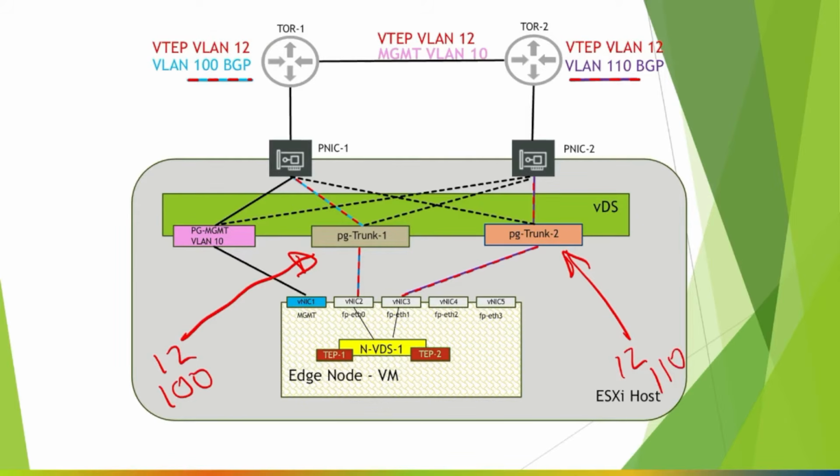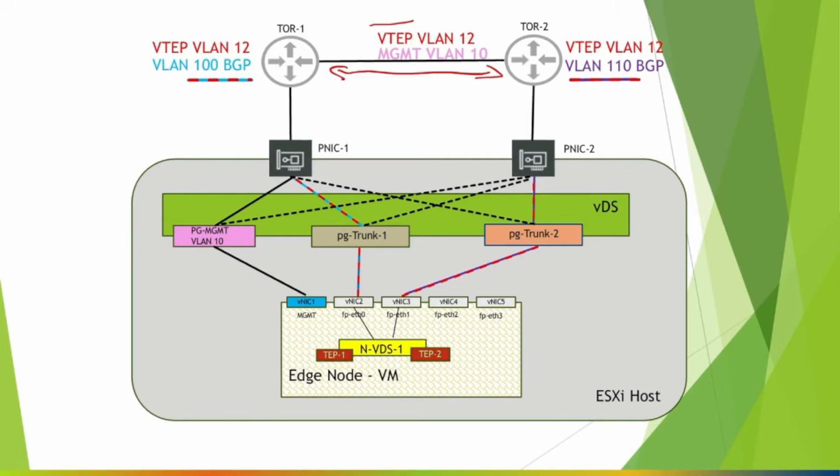I'm not showing you over here. Actually, I got management VLAN. Notice I've got between the two top of rack switches a link that's carrying the VTAP VLAN. So in case this NIC fails, we can still come through this path. Okay. So this is showing me a single VM on a single host.